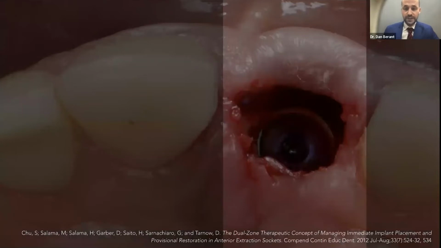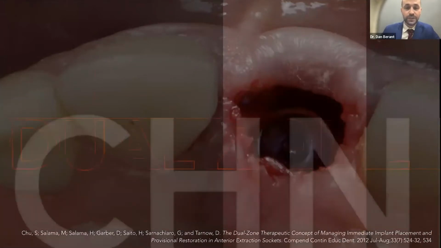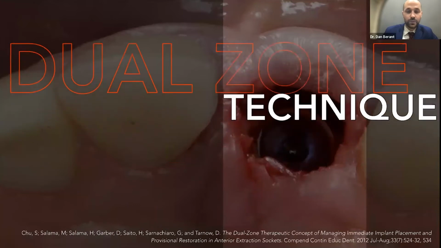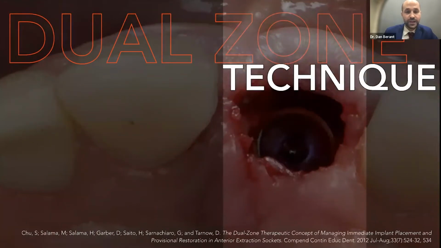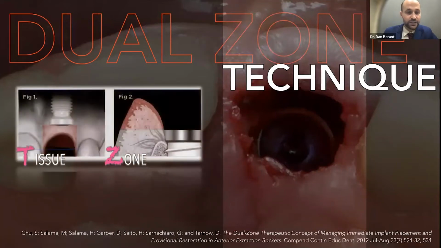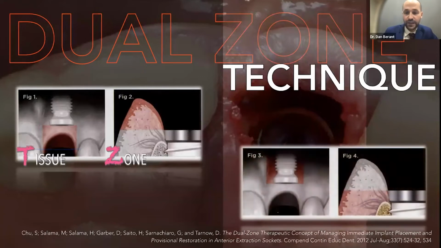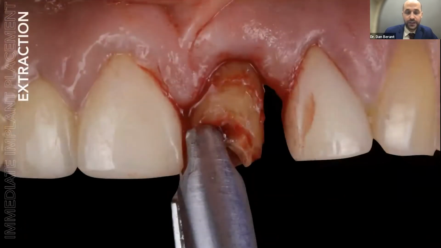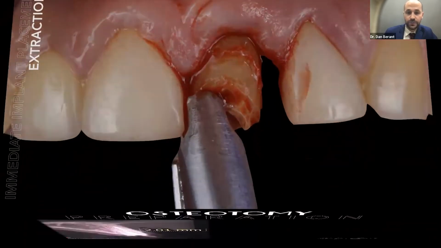So for the case that we were looking at, we decided to use the dual zone technique published by Dr. Chu, Dr. Tarnow, and Team Atlanta. And what it essentially says is that there's two zones that we have to consider when placing implants. The first zone is the tissue zone. And here you can see in the figures that that is the zone coronal to the implant and healing junction, and then apical is the bone zone.